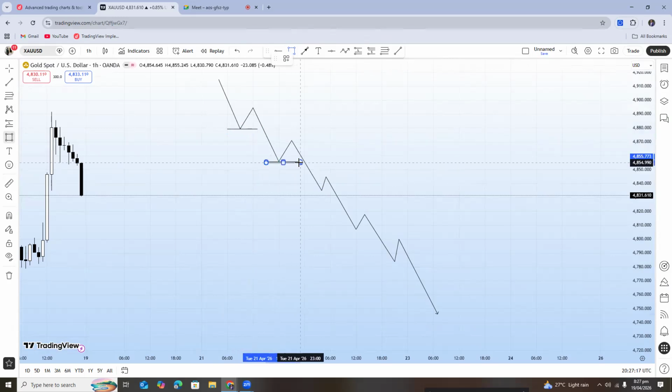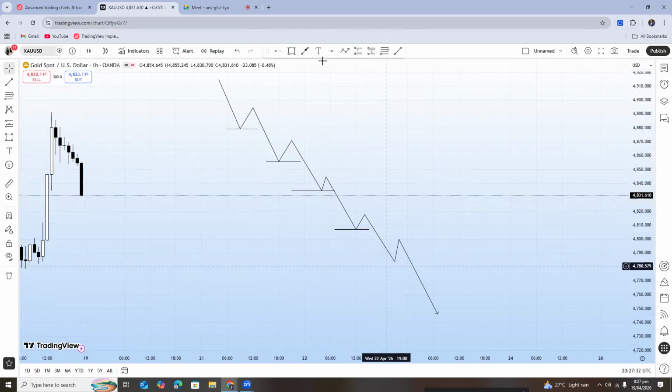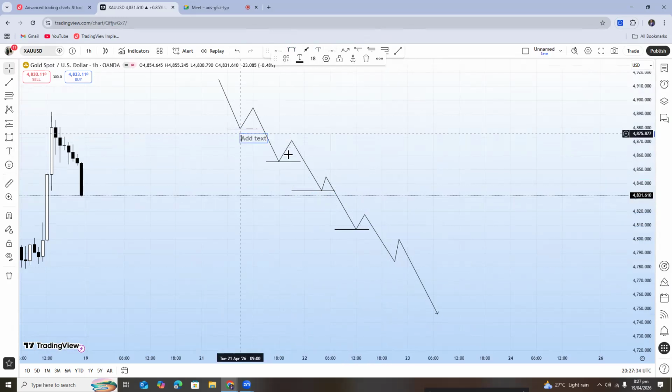Like this one, it is a lower low. This is a lower low. And this one is also a lower low. This is also a lower low, right? And we denote that by capital L, L, lower low.